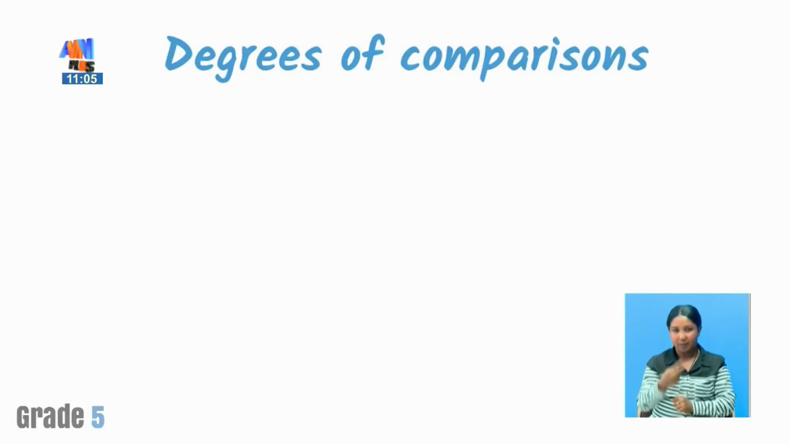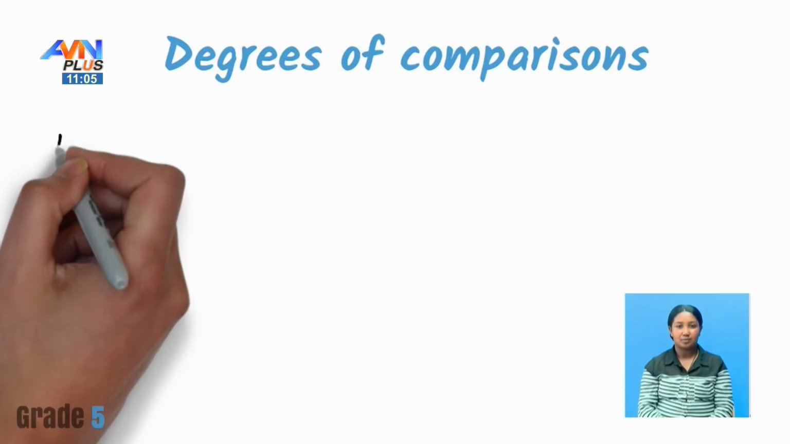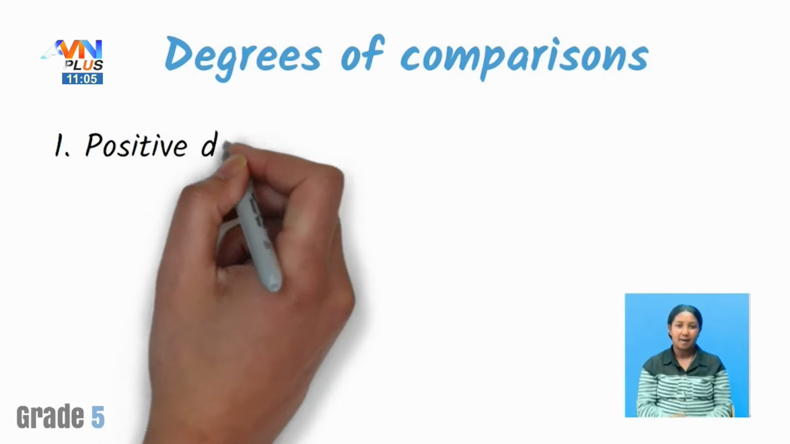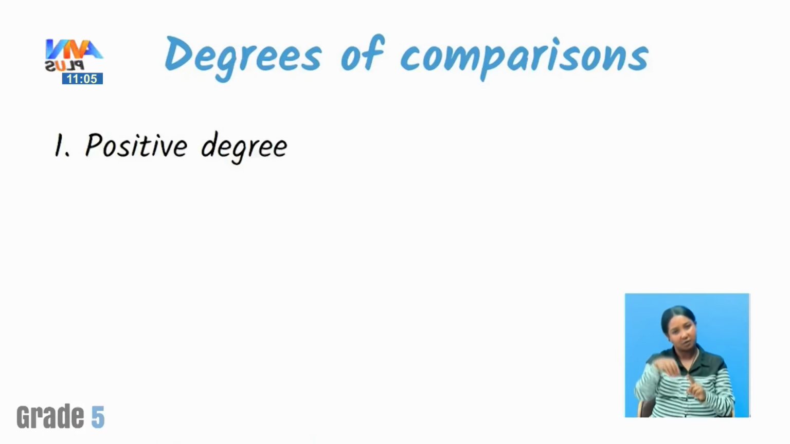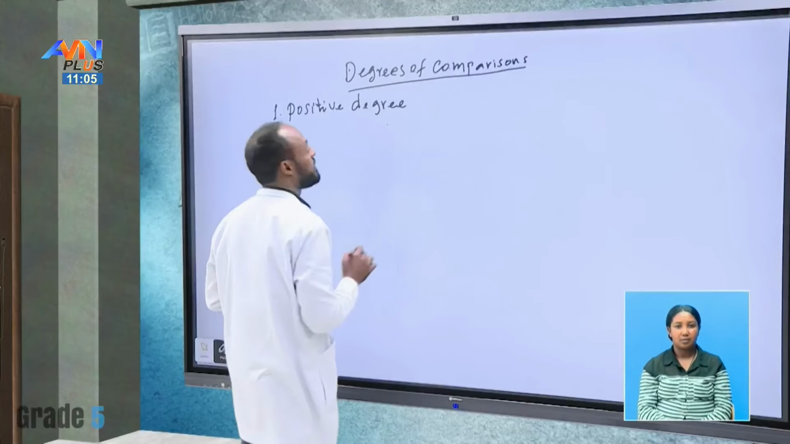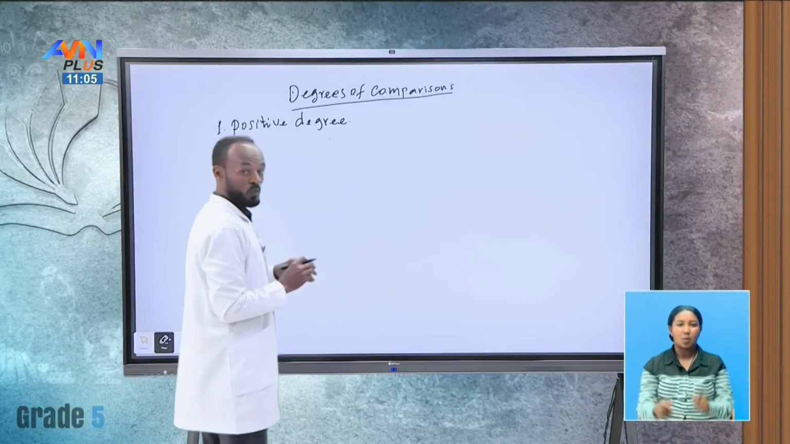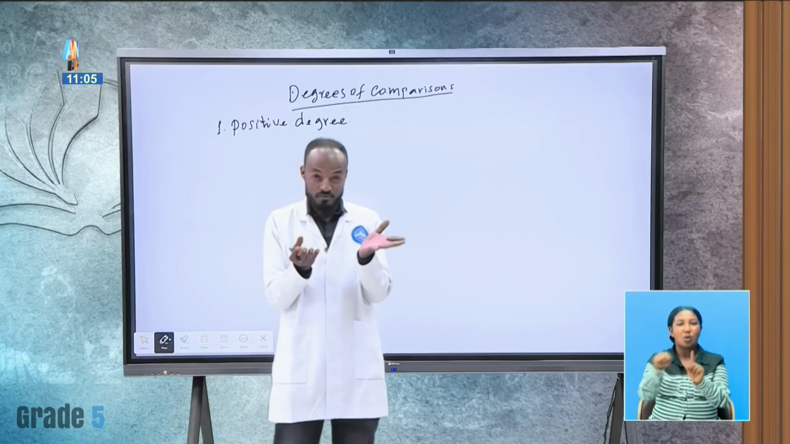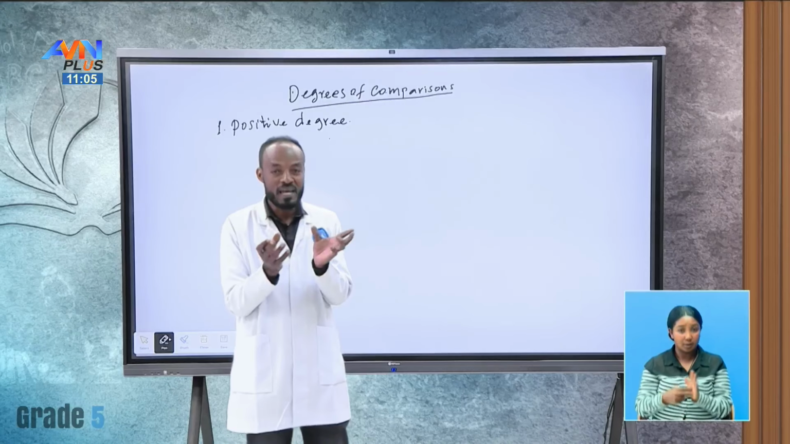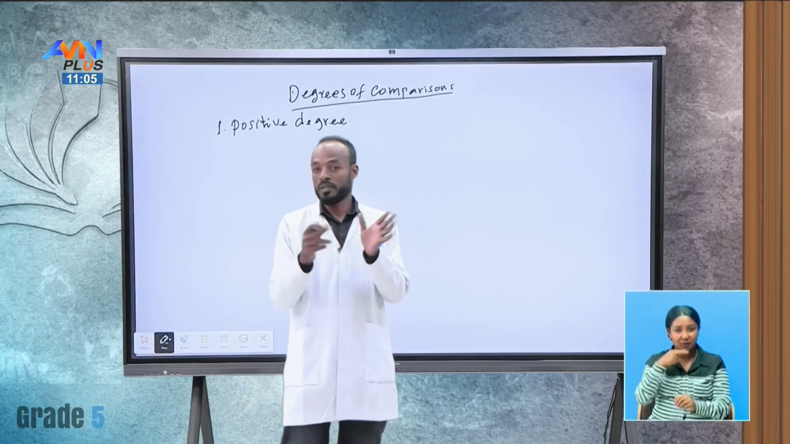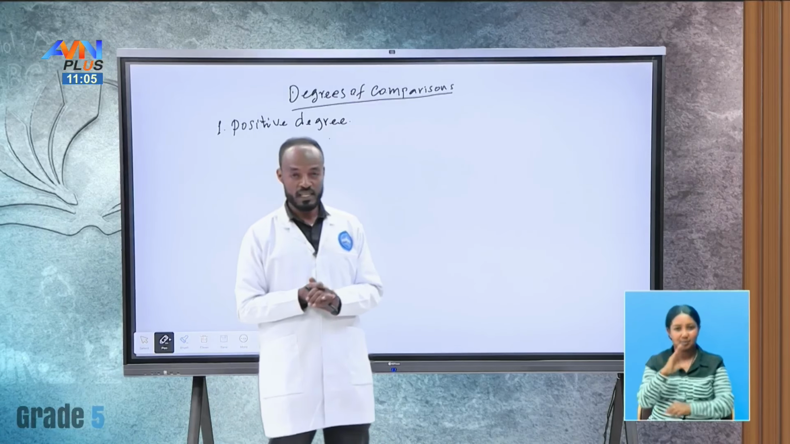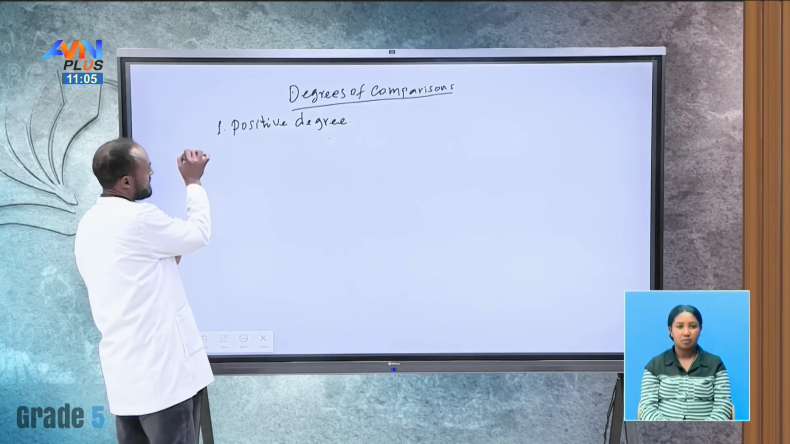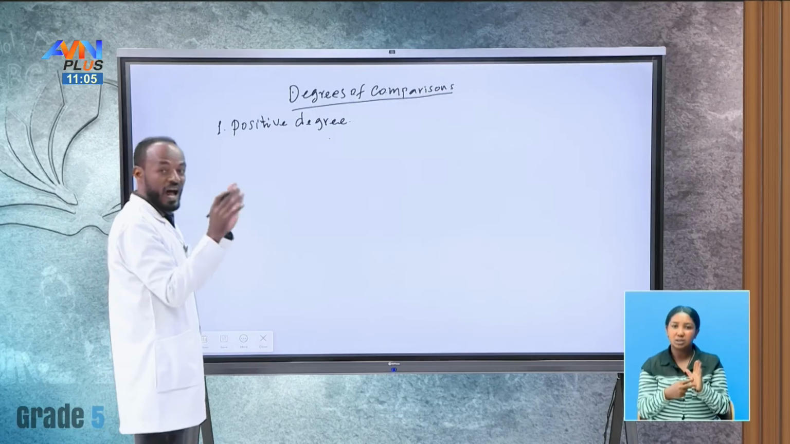The first one, positive degree. When we say positive degree, as its name indicates, it is positive. This means the normal adjective that we use in our daily speech. Okay? Come on here, students. When we say positive degree, we mean the adjective, okay?